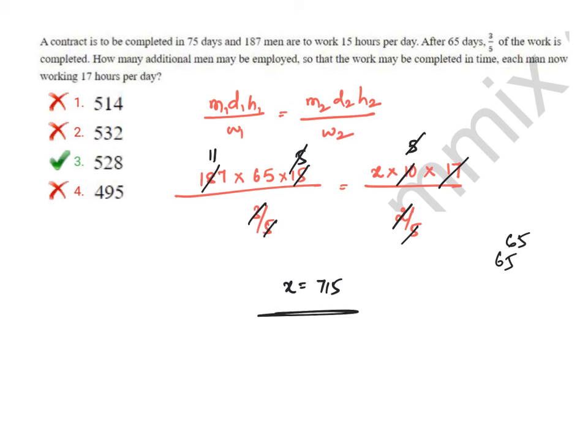How many additional members do we want? So we already have 187. So if you add 13 and this 15, that becomes 28 and 500 more. So if you subtract it, you get 528. So you need 528 members more. So your answer is 528.